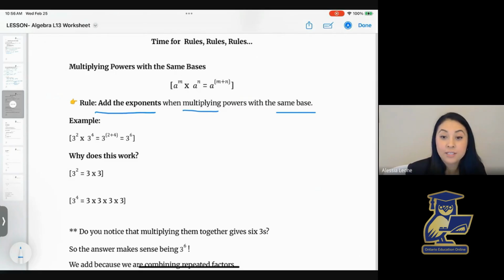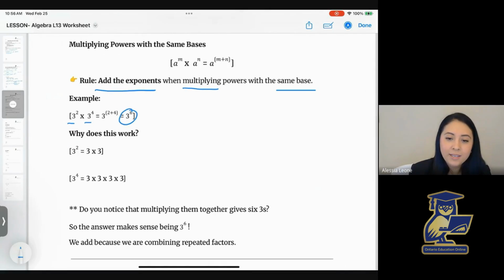A and A are the same base. So we add the exponents when we multiply. Let's look at an example with numbers. We have 3 to the power of 2 and 3 to the power of 4, and we see it's multiplication. We know then the bases are the same. We know our rule is to add the exponents together. We can add our exponents 2 plus 4, and that will give us 3 to the power of 6.